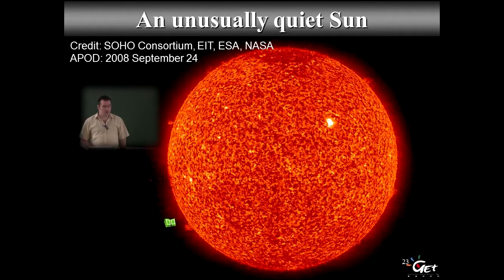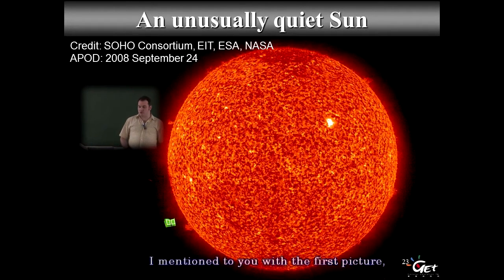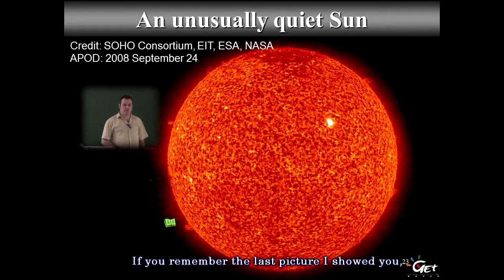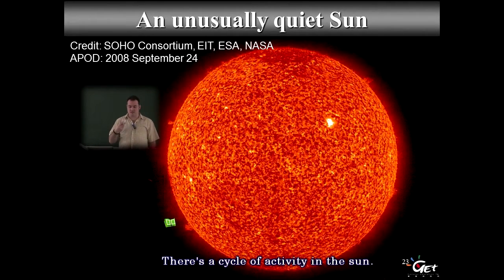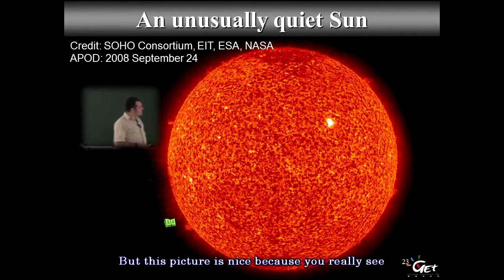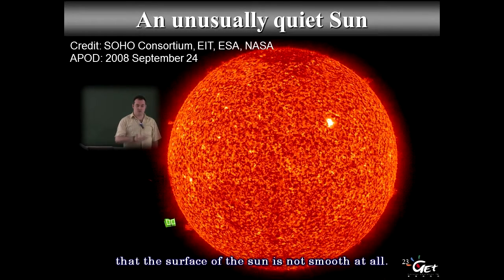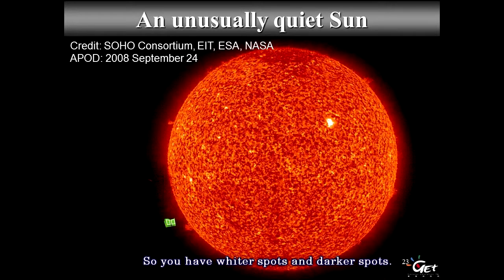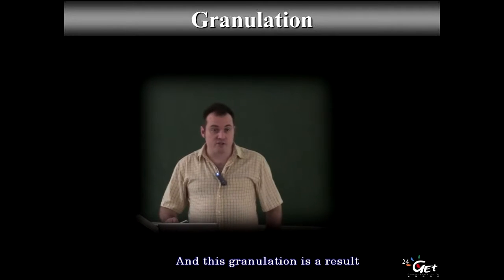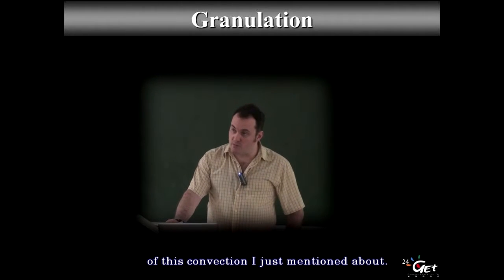Why does it matter? Well, this is a very quiet picture. If you remember the first picture I showed you, there were lots of whitish spots and lots of ejections. Here it's very quiet. We'll come back to that in a minute, there's a cycle of activity in the sun. But this picture is nice because you really see that the surface of the sun is not smooth at all. You really have this granular surface impression, exactly like the skin of an orange. So you have whiter spots and darker spots. And this granulation is a result of the convection I just mentioned.